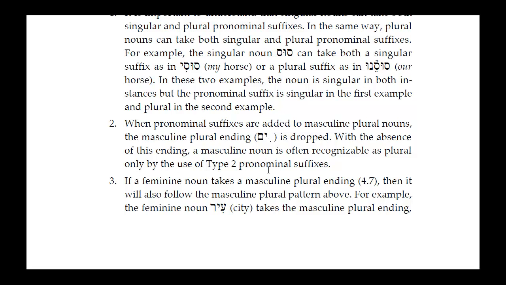If a feminine noun takes a masculine plural ending, then it will also follow the masculine plural pattern above. For example, the feminine noun ear, that is city, takes the masculine plural ending.